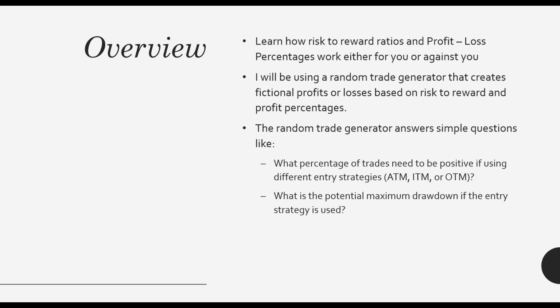The random trade generator answers simple questions like what percentage of trades need to be positive if using different entry strategies. For example, at the money, in the money, or out of the money. What's the potential maximum drawdown if this particular strategy to enter is used?